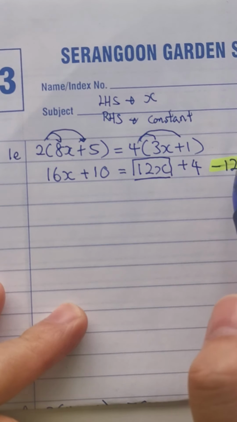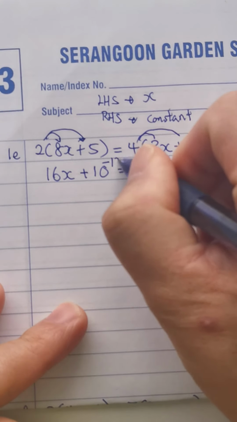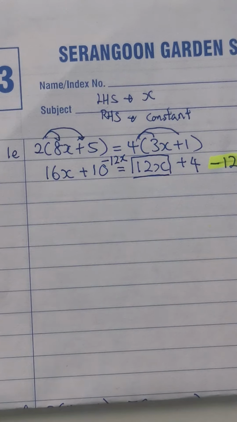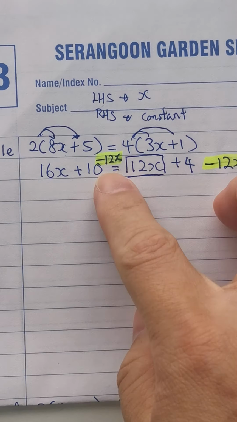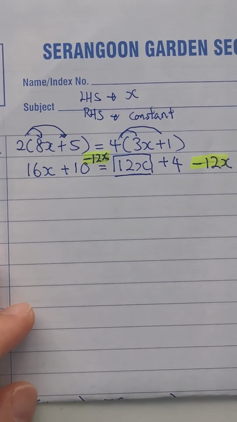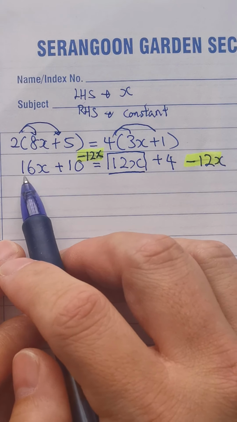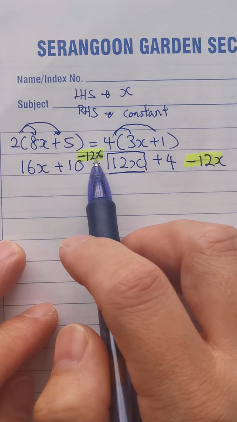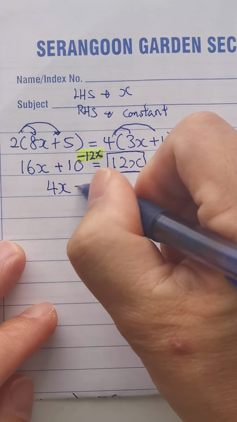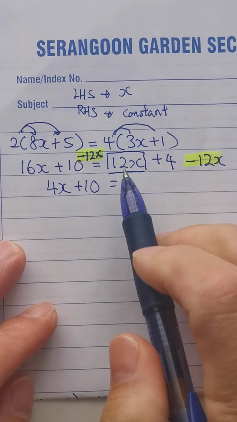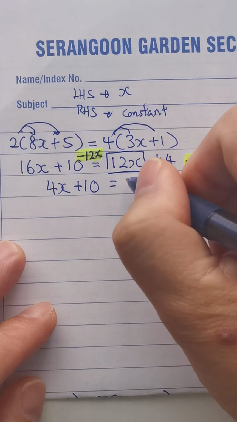So if I were to minus 12x on my right, on the left, I have to minus 12x as well, because I need to balance the equation. If I only do it for one side, and I don't do it on the left hand side, then the equation will not be balanced. Since on the left hand side we have 16x minus 12x, we have 4x. The 10 is alone, so plus 10. And on my right hand side, 12x minus 12x, we have 0. So I'm left with a 4.